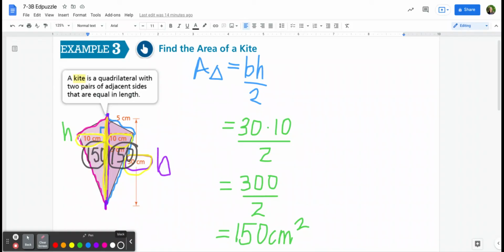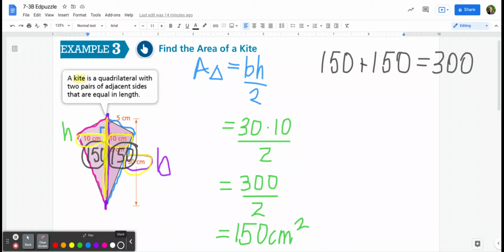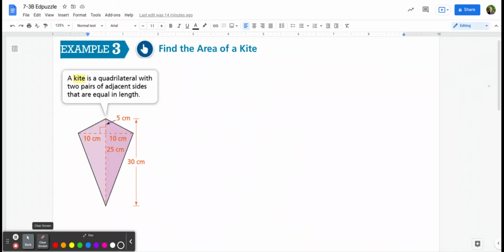So I want to find the area of the whole kite. What am I going to do with those two areas of the triangles? I'm going to have to add them. 150 plus 150 is going to equal 300 centimeters squared. So let's write that number up top. And now, not 150, it was 300 centimeters squared.